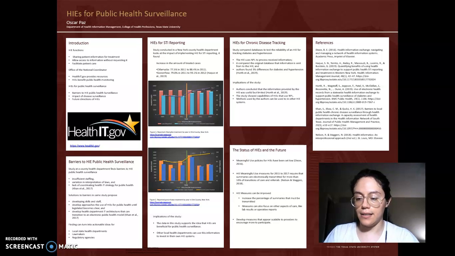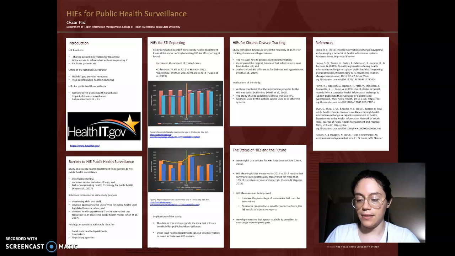Next, we'll look at HIEs for chronic disease tracking. A study conducted on a HIE system that uses natural language processing to process the data it receives looked at its reliability by comparing it to the database where the data originates. The authors found a discrepancy of 3% between the databases for diabetes and hypertension. The authors concluded that the information the HIE provides is useful, but limited.